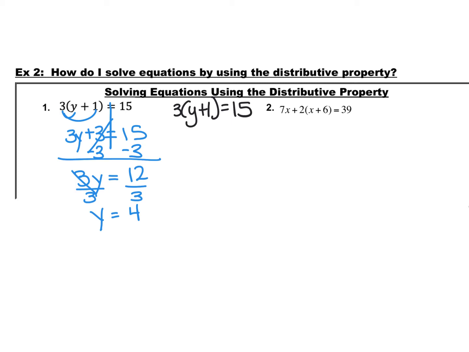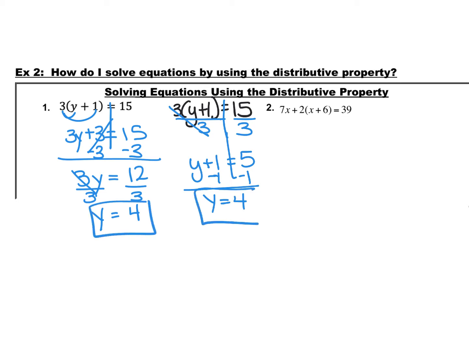If I look at this in terms of what that 3 is doing to the y, the 3 is multiplying the y plus 1. So another option would be to start by dividing both sides by 3. And then that's going to cancel out, and y plus 1 is equal to 5. And then now I'm going to subtract the 1 and have y is equal to 4. So it really doesn't matter which way you solve this one. Either way is going to be just fine.